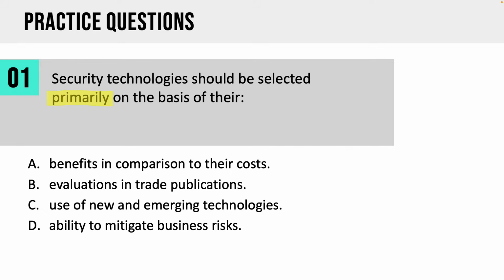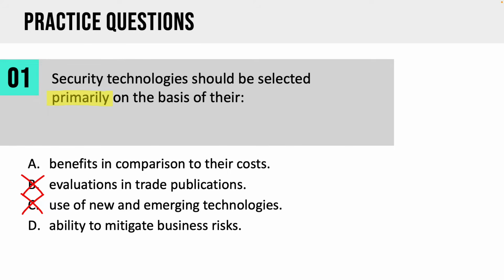So there are a couple we can cross off right away. Evaluations in trade publications might tell us what others are using and give us a starting point in our exploration of options, not our primary metric. And then use of new and emerging technologies. We know we want to use modern technologies that can help us with modern threats, but that's also not going to be the most important metric. So we see A as benefits in comparison to their cost, so that's cost effectiveness, or D, their ability to mitigate business risks, both important.